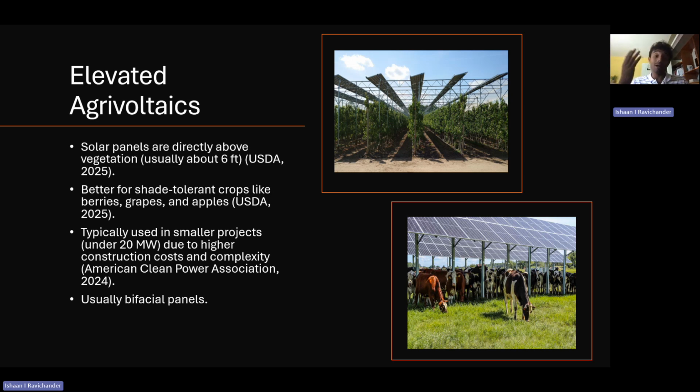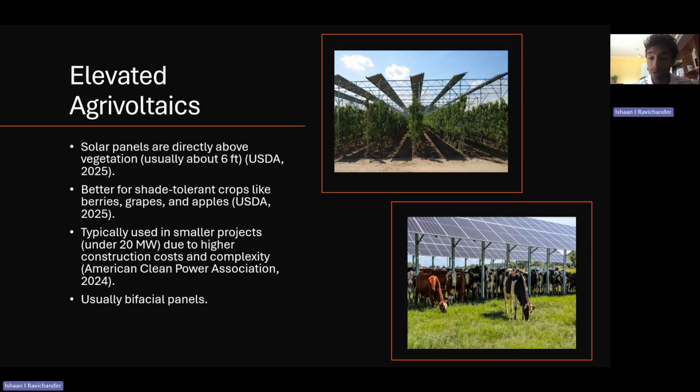Additionally, these systems typically have higher energy generation rates, as I mentioned, due to being higher off the ground with more exposure to direct sunlight and more avoidance of shaded conditions. However, because of this elevated nature, construction is much more complicated than inter-row systems, and as a result, these projects are much more expensive. Therefore, elevated systems are typically better for smaller projects of under 20 megawatts.